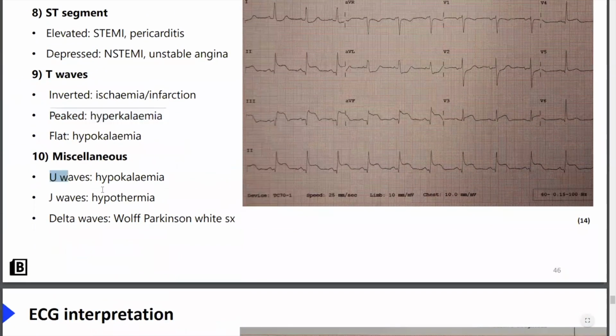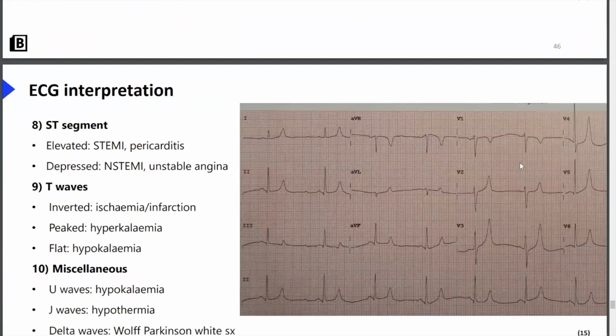Then other stuff, U waves, J waves, delta waves. U waves, hypokalemia, J waves, hypothermia, delta waves, Wolff-Parkinson-White syndrome. Okay, you can go look these up and see what they look like. But a U wave is essentially an extra wave after the T wave. A J wave I will show you shortly, and a delta wave I'll show you in the next lecture.